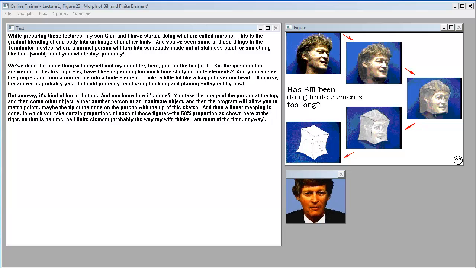But we've done the same thing with myself and my daughter here just for the fun. And so the question I'm answering in this first figure is, have I been spending too much time studying finite elements? And you can see the progression from a normal me into a finite element. It looks a little bit like a bag put over my head. Of course, the answer is probably yes. I should probably be sticking to skiing and playing volleyball by now. But anyway, it's kind of fun to do this.